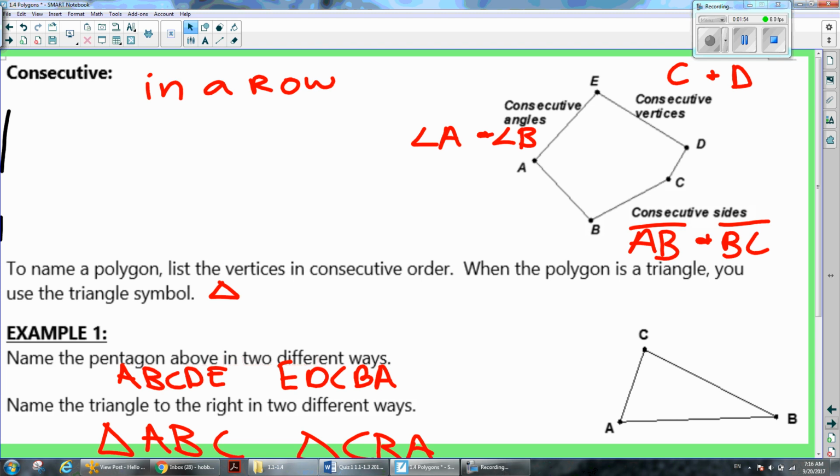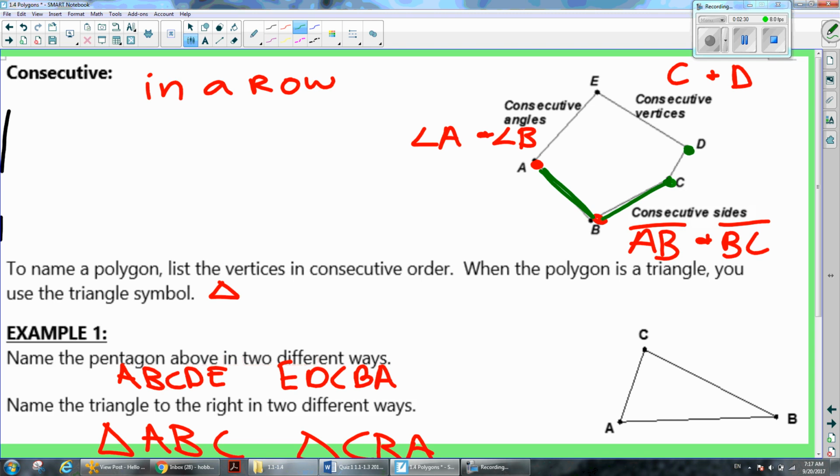Okay, so the word consecutive means in a row. So if we look at consecutive angles, angle A and angle B are in a row. They're right next to each other. Consecutive vertices, you could say here's C and D, those are in a row. Consecutive sides would be segment AB, segment BC. So in a polygon, we have to list the vertices in consecutive order. And when the polygon's a triangle, we have to use the little triangle symbol out in front.